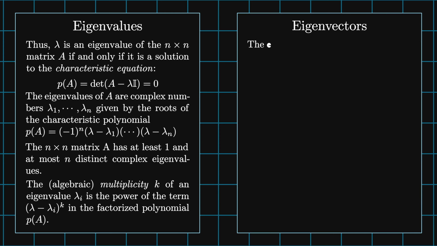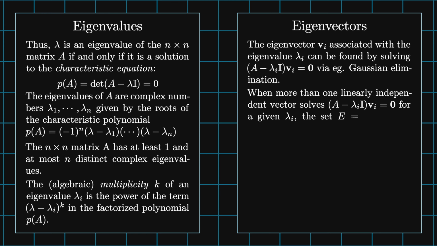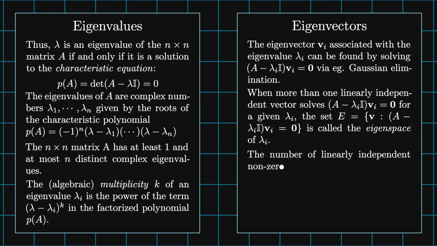You can calculate the eigenvector vi associated with the eigenvalue lambda i by solving the equation (A minus lambda i times the identity) acting on vi is equal to 0 by Gaussian elimination or another standard method. Sometimes there is more than one linearly independent vector that solves (A minus lambda i times the identity) acting on vi equals 0 for a given lambda i. The set of vectors E that satisfies this equation is called an eigenspace of lambda i. The number of linearly independent non-zero vectors in E is called the geometric multiplicity of lambda i.